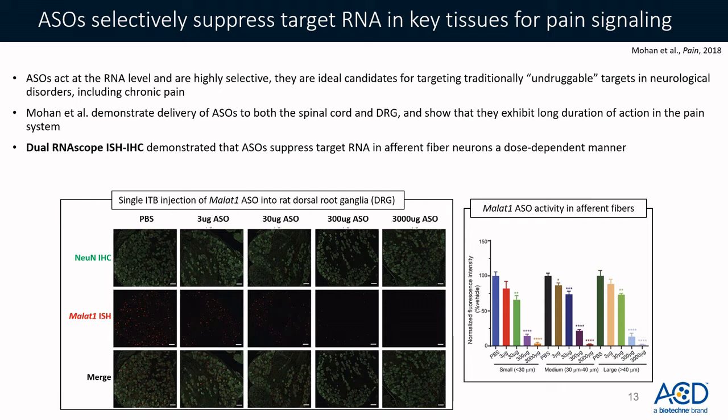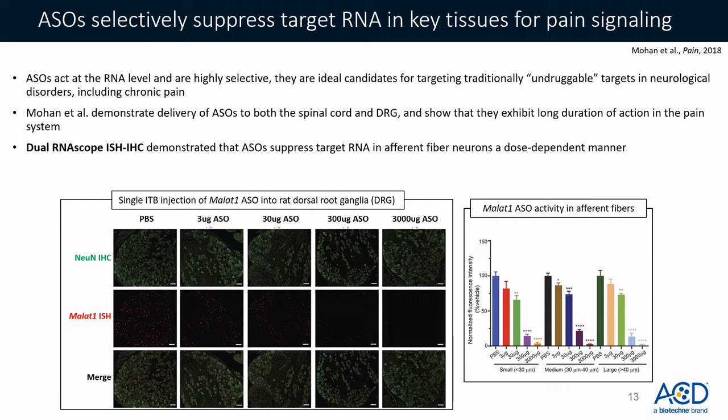They saw that the MALAT1 was downregulated specifically in NeuN-positive neurons with increasing concentration of treatment, as you can see on the screen, and that MALAT1 ASO exhibited activity in afferent fibers of all sizes in a dose-dependent manner. This is really showing the application of RNAscope in the biopharma industry.